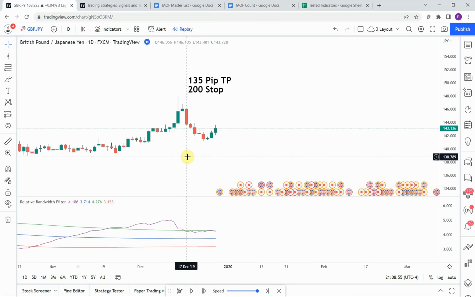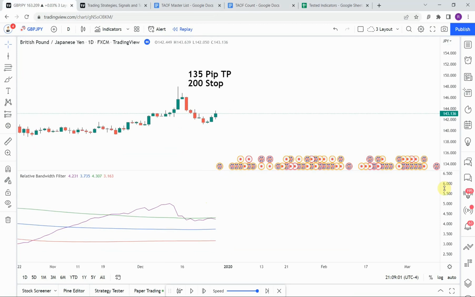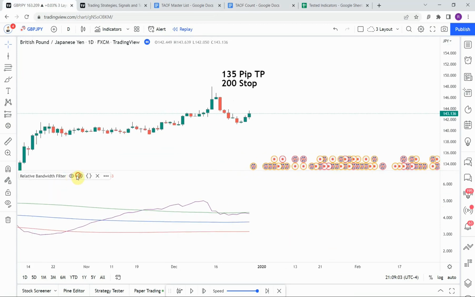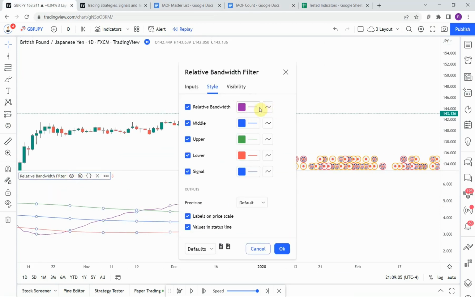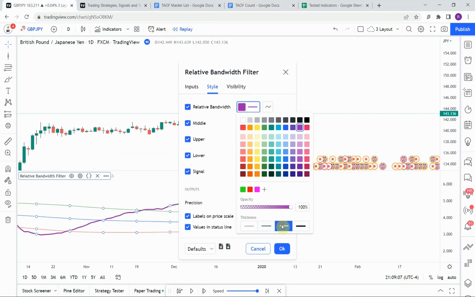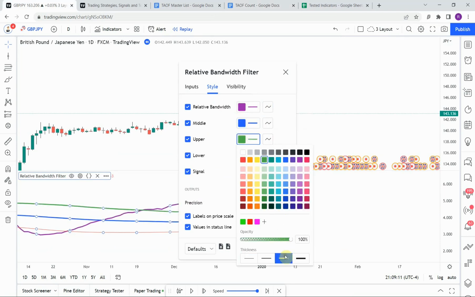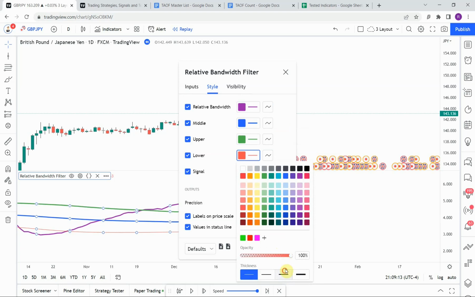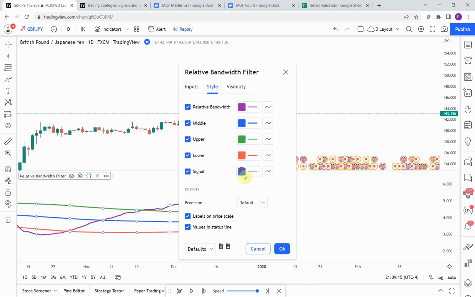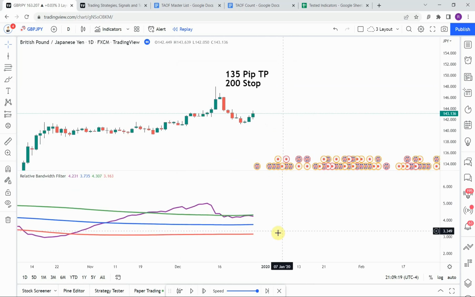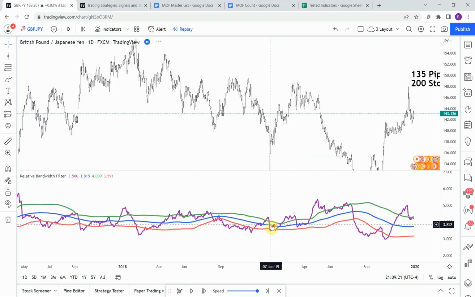Alright, so today's indicator is the relative bandwidth filter, and you can see it here on the bottom of the screen. It's a little bit challenging to see. Let's see if we can't do this. Let's go in and bump up all these lines just a little bit to make it a tad bit easier to see. There we go. All right, so you can see it there. Let me scroll back a little bit.